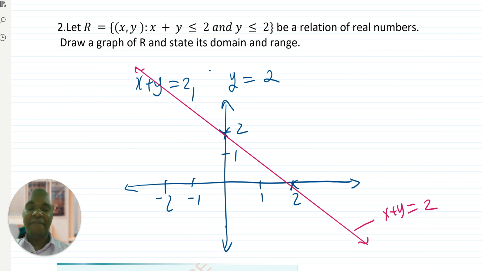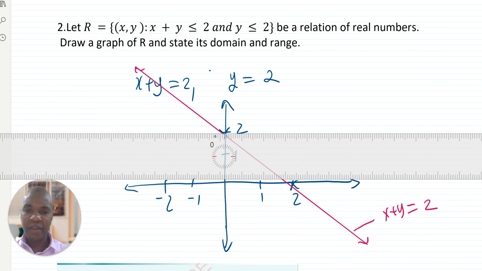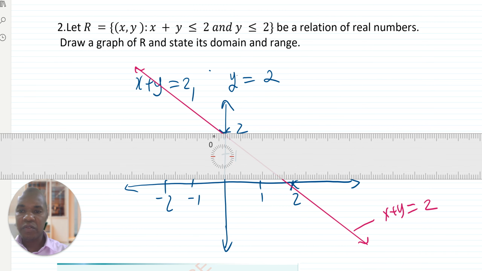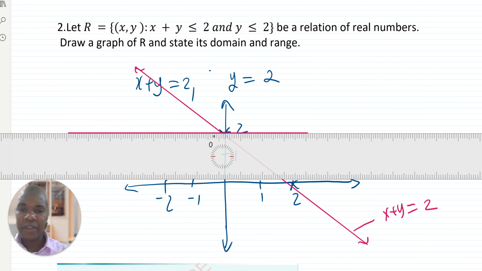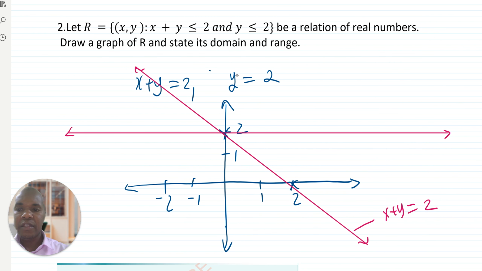And also we have y equals 2. So for y equals 2, we're going to have another line here. So it's going to be again a solid line. So there it is, a solid line. So this is actually y equals 2. So now you'll be having a number of regions to test, and you're going to shade any region which satisfies these two inequalities together.